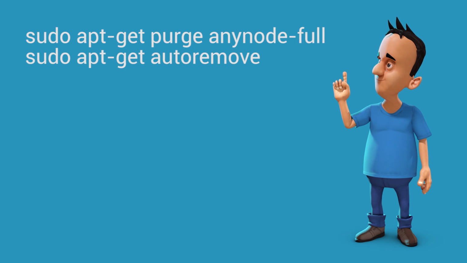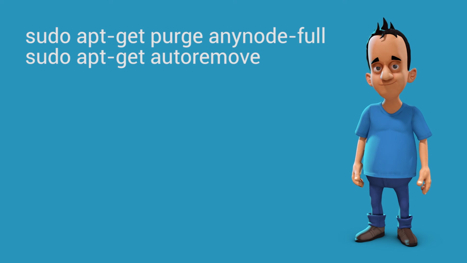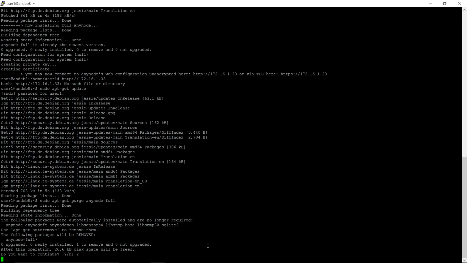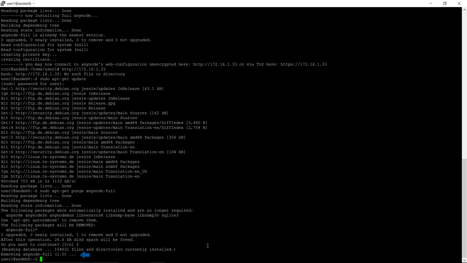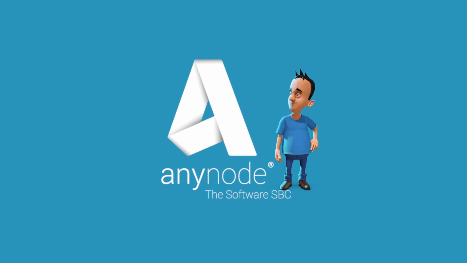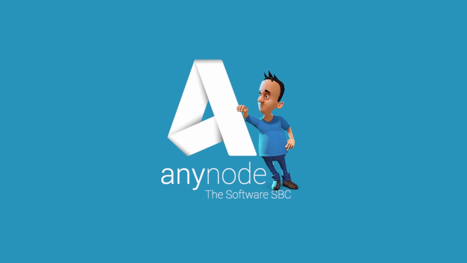To uninstall anynode, the following commands are used. Once this is done, everything anynode related should be removed, including the config files and packages that were installed as dependencies. We have now reached the end.